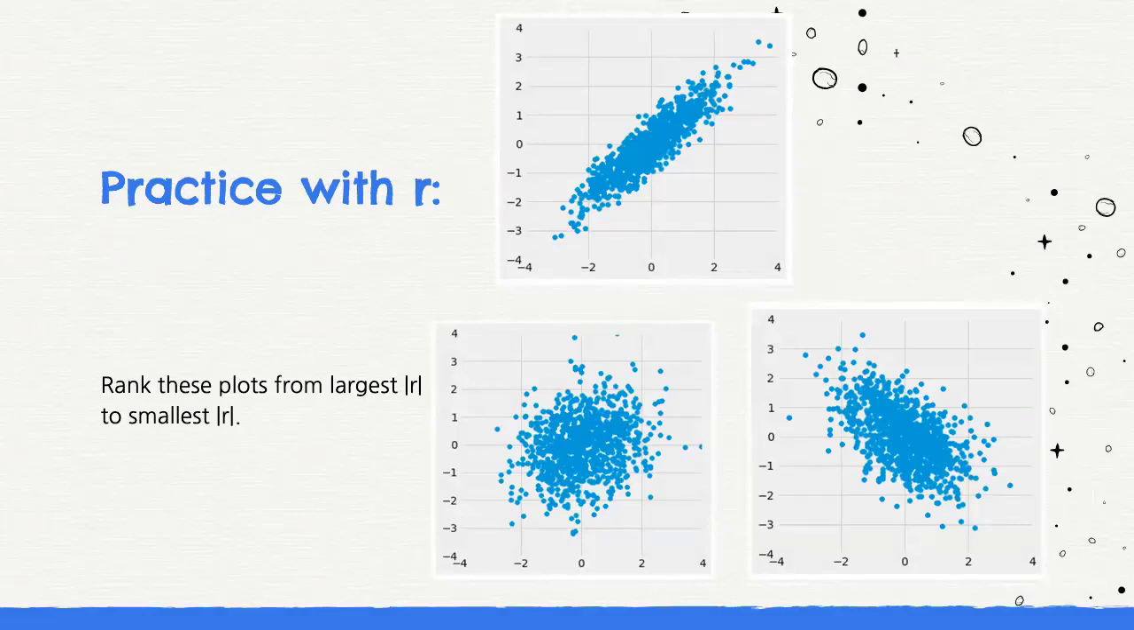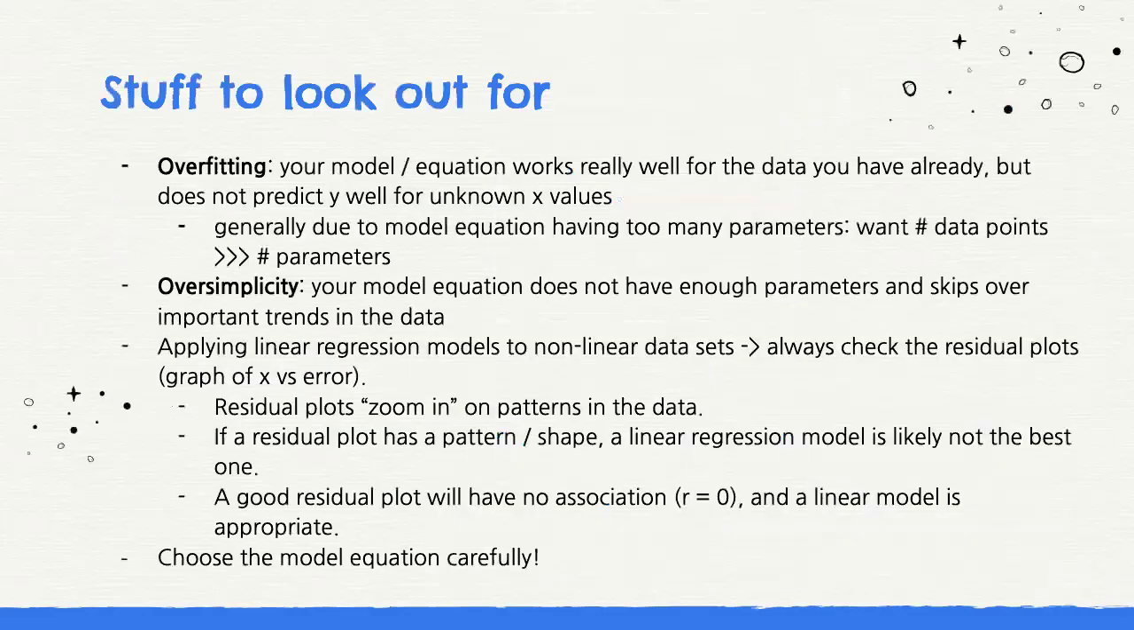Which one looks like the most close to a straight line? It's like the largest R. Which one looks like the least close to a straight line? Yeah, exactly. Perfect. Okay, this is a bunch of words, but I'm just going to talk through it really quick.